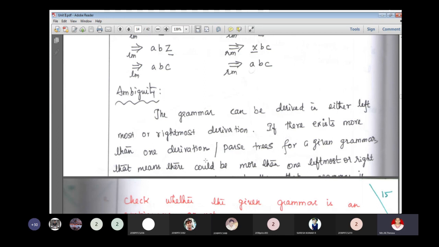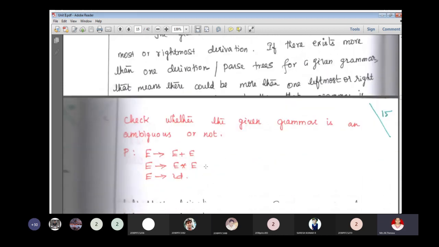What is ambiguity of the grammar? The grammar can be derived in either leftmost or rightmost, isn't it? If there exists more than one derivation tree or parse tree, that means if you are able to derive a string in a different manner, or if you are able to construct more than one parse tree for the same string w for the given grammar, then the grammar is said to have ambiguity. We'll see one example for that. Check whether the given grammar is ambiguous or not.